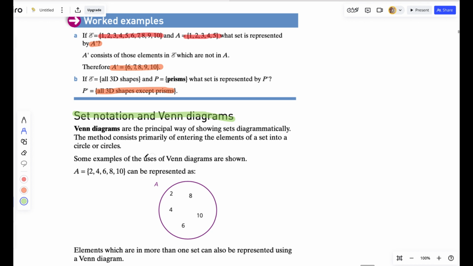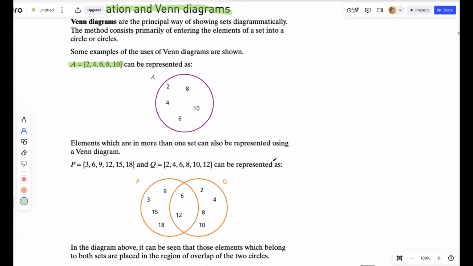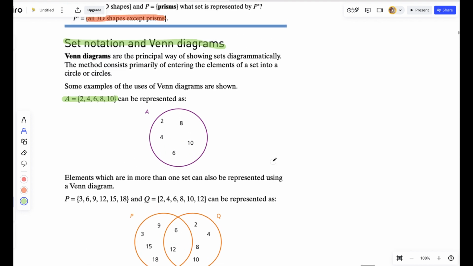Now let's take a look at an example. We have set A: 2, 4, 6, 8, 10, even numbers 1 to 10. We can represent this in the Venn diagram. You just draw a circle and spread the 2, 4, 6, 8, and 10 inside the circle. That will show our Venn diagram set.